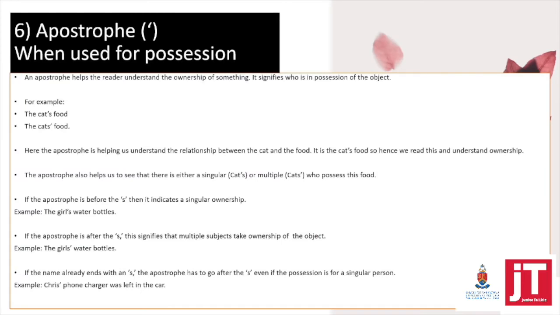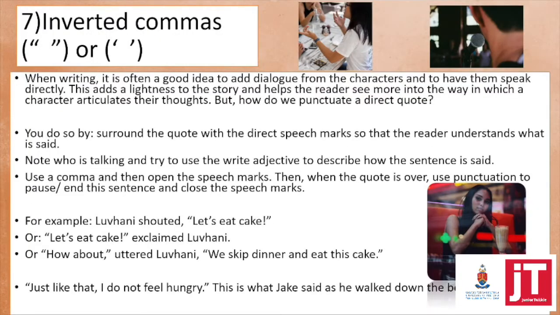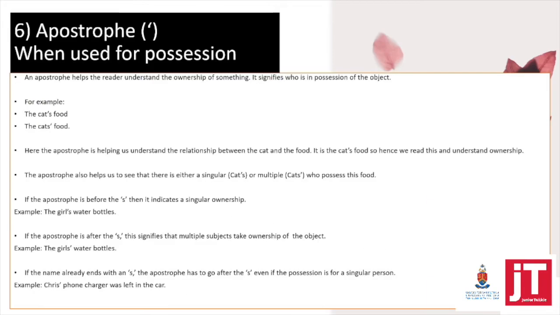Right, then the next way in which an apostrophe can be used is for possession. Okay, so let's have a look at our notes and see if we can understand everything that is being said to us. Sorry guys, there we go. Okay, so an apostrophe helps the reader understand the ownership of something. It signifies who is in possession of the object. So let's have a look at our example over here.